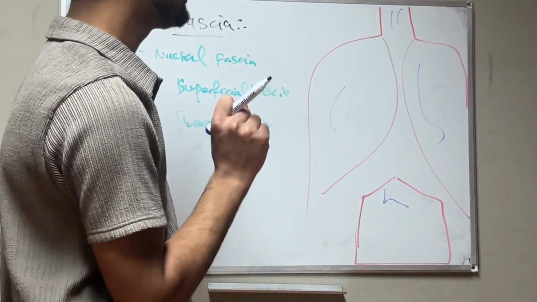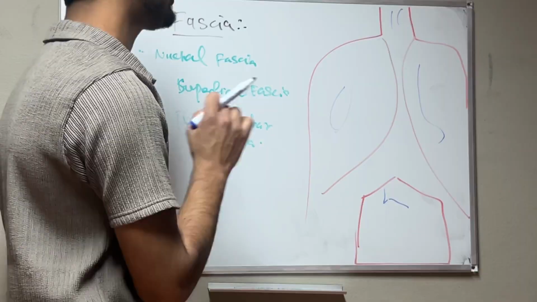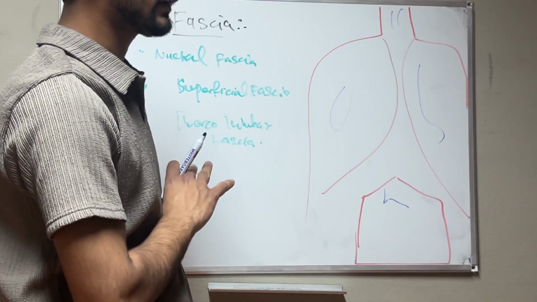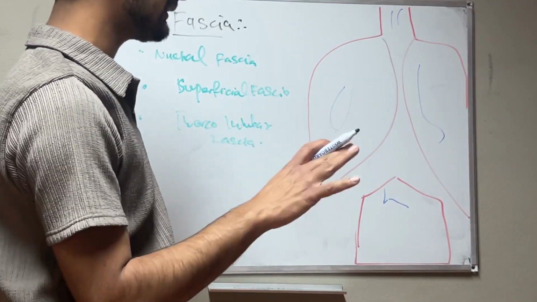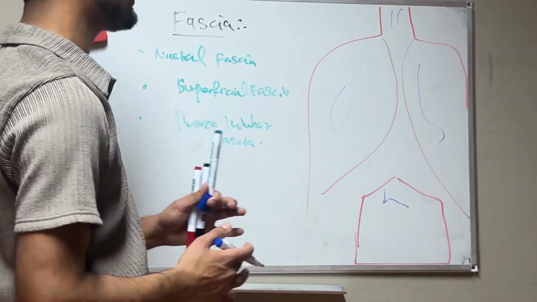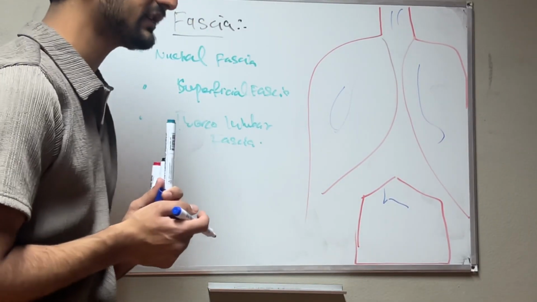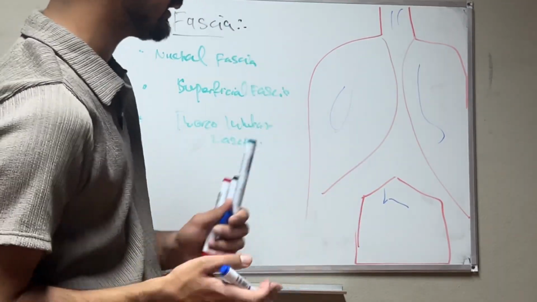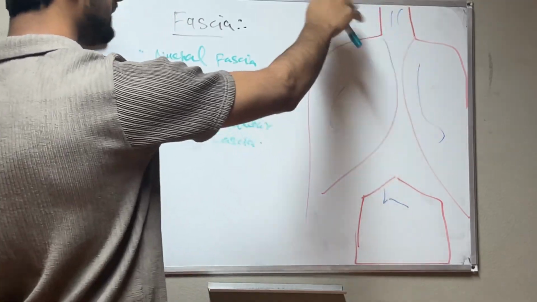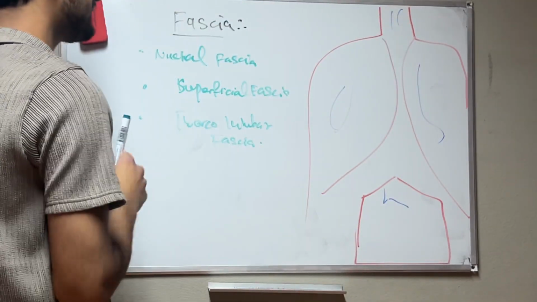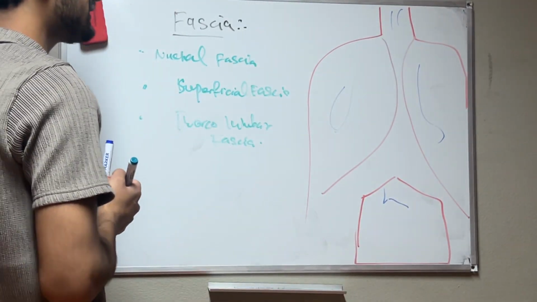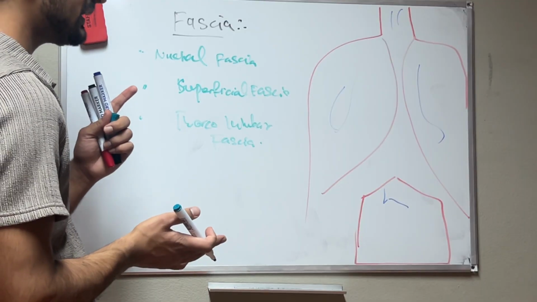We have three layers there: posterior, middle, and anterior layer. Every muscle has a sheet, and this sheet is fascia, which is made from connective tissue. The fascia covers the muscle and separates it from the other muscles. Here we have the nuchal fascia, which covers the suboccipital muscle. Then we have the superficial fascia, which covers the superficial group of muscle. Then we have superficial lamina and deep lamina.